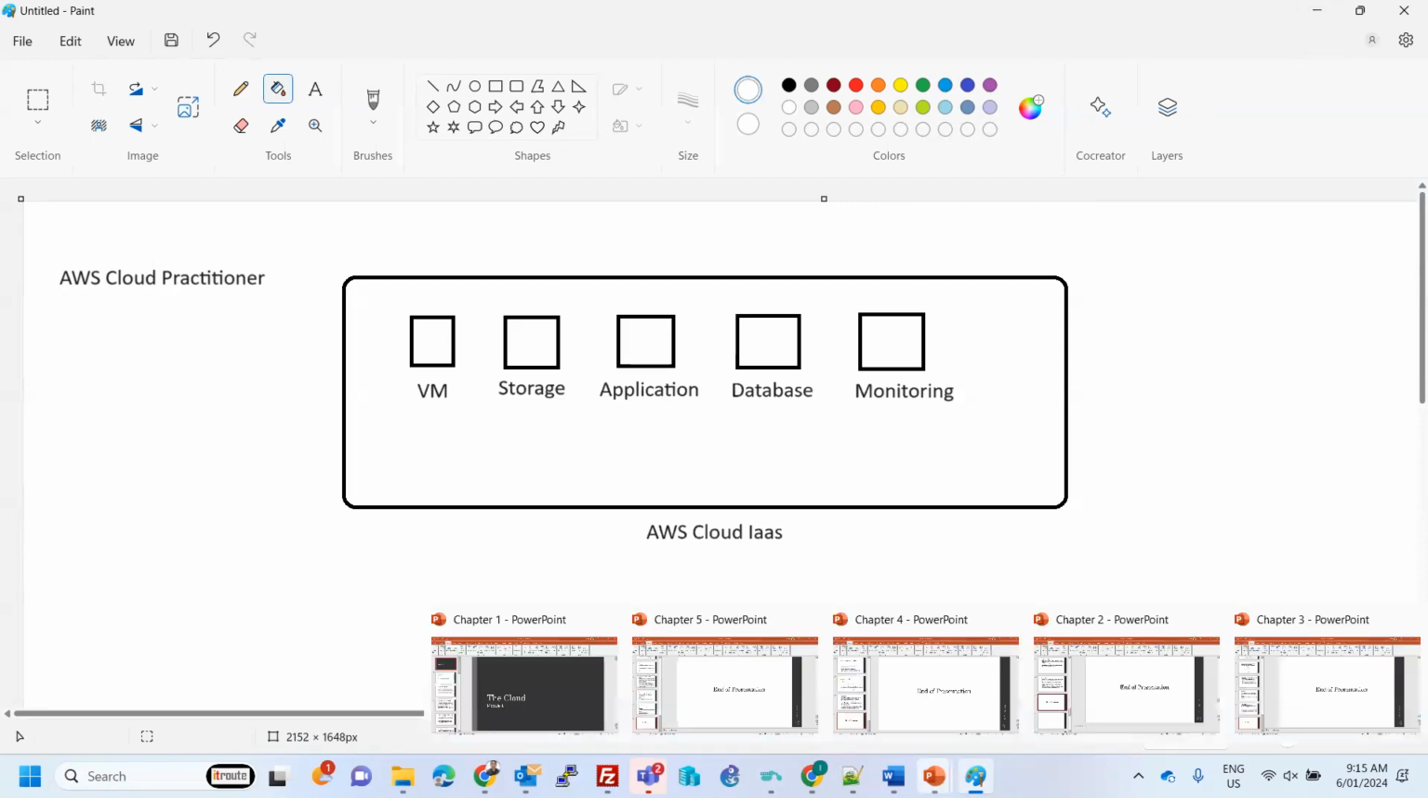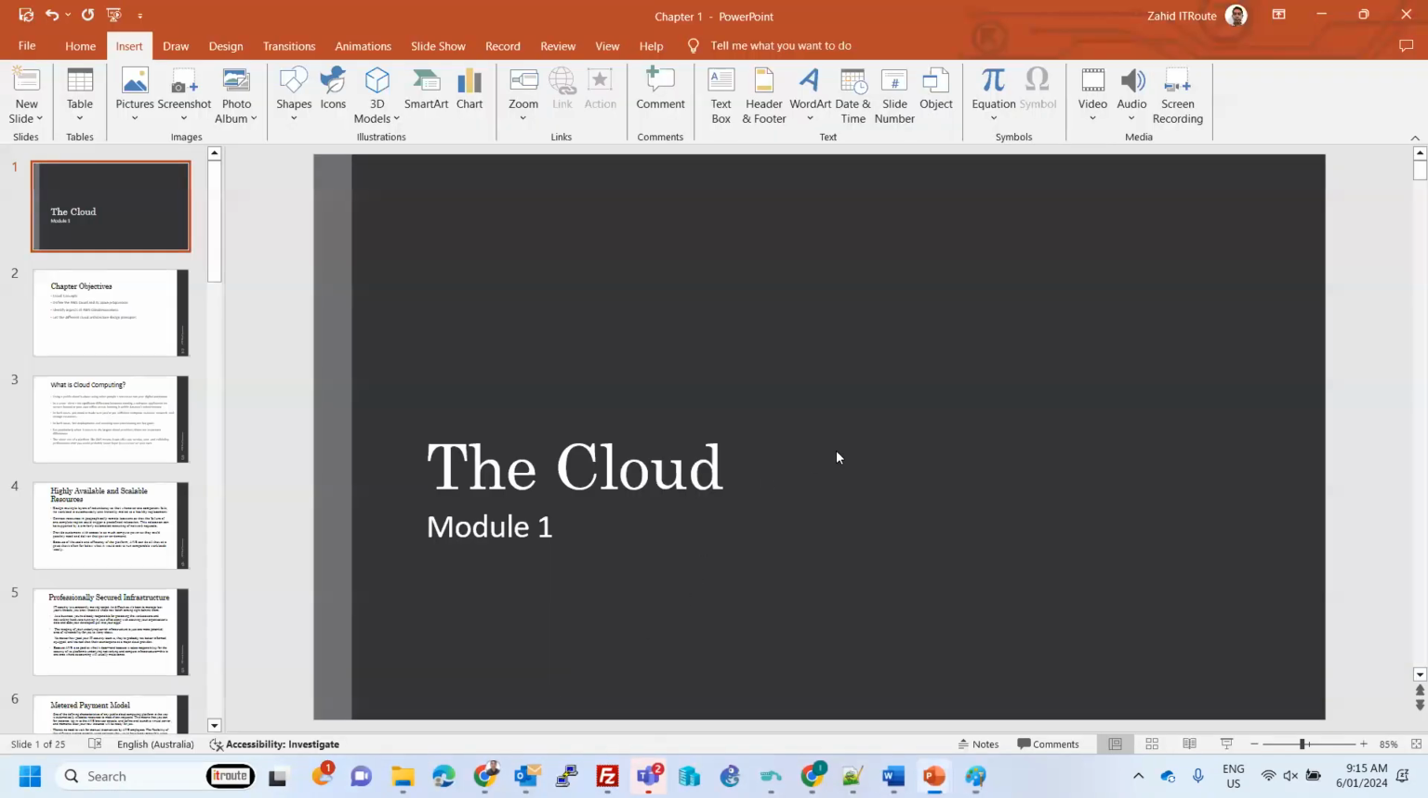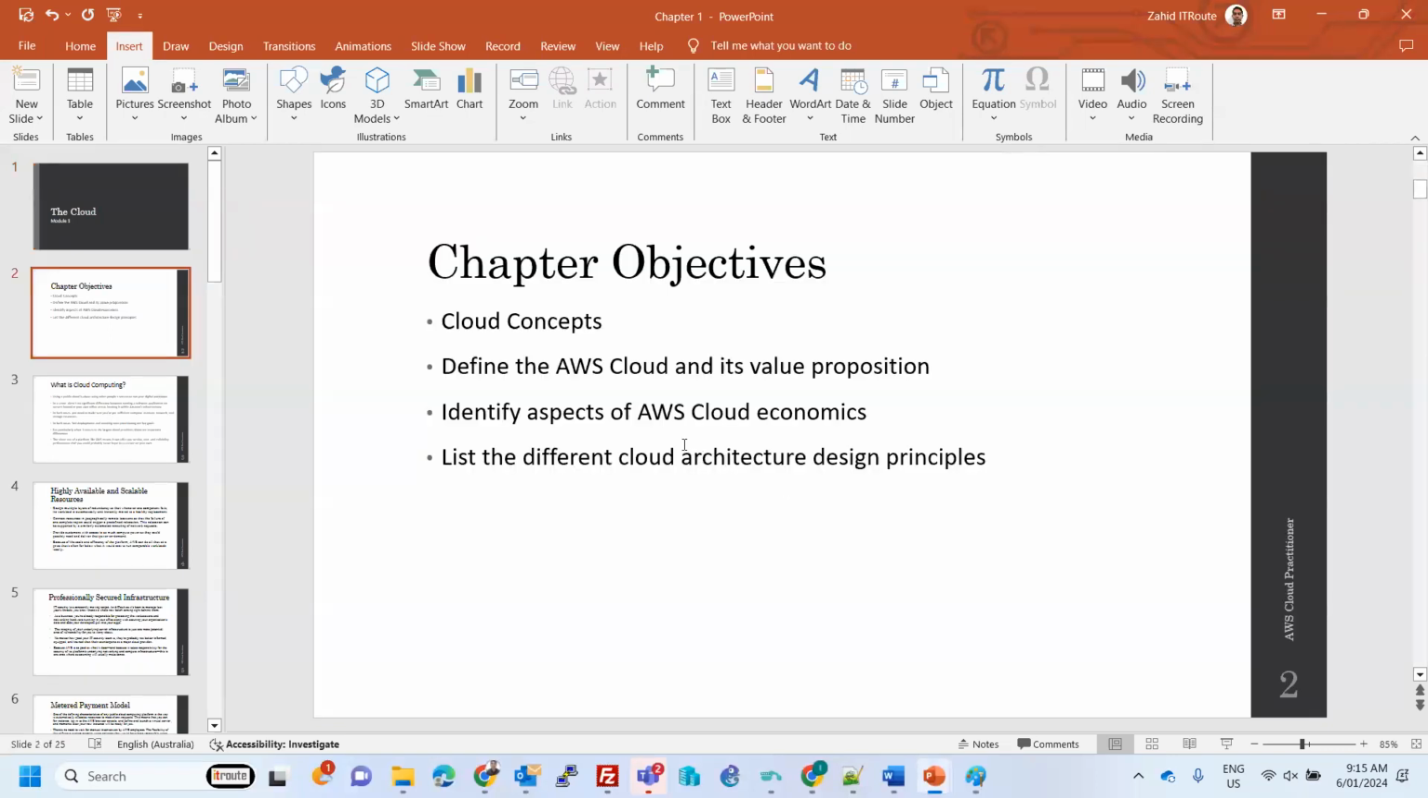Now let's have a look at our first topic. The cloud, module 1. This section is going to look at cloud concepts: define the AWS cloud and its value proposition, identify aspects of AWS cloud economics, and list the different cloud architecture design principles. These are the topics mostly we're going to have a look at.